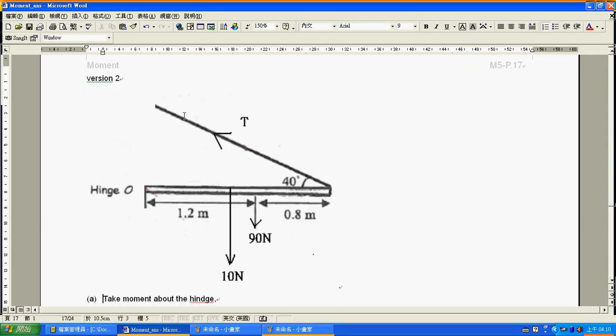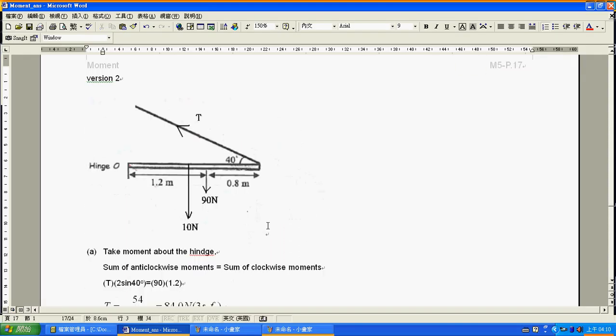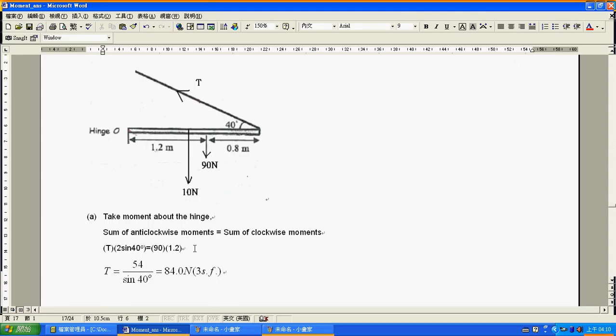Okay. Now we take moment about the hinge. Oh, the word hinge has no D in it. So the sum of anti-clockwise moment is equal to the sum of the clockwise moment. Now this time the anti-clockwise moment is also the force T times the distance 2 times sine 40 degrees. But now in the moments, there should be one more term, which is what is it?